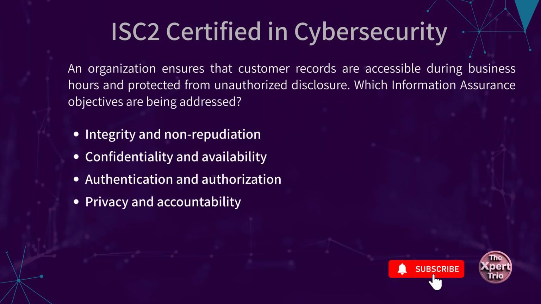When we check the given options, the organization is making sure that customer records are available during business hours, which refers to availability. At the same time, the records are protected from unauthorized disclosure, which refers to confidentiality. Therefore, the correct answer is confidentiality and availability.